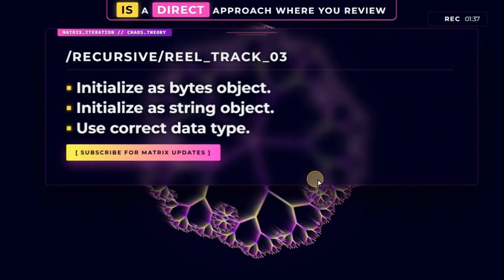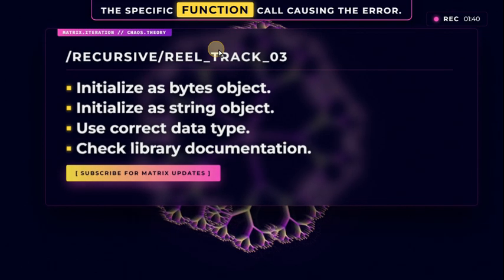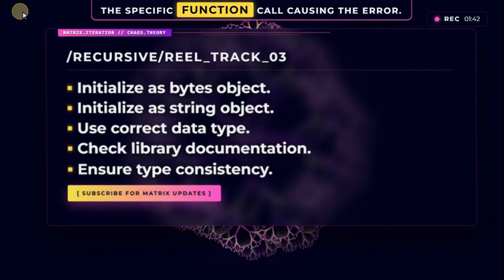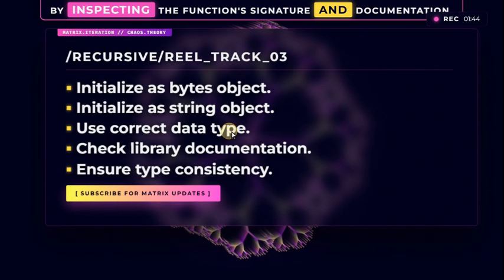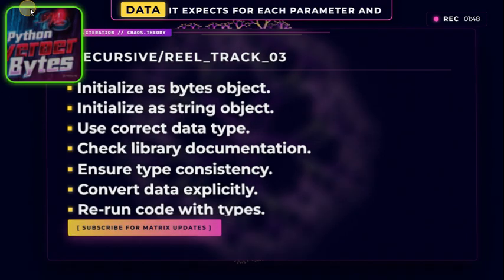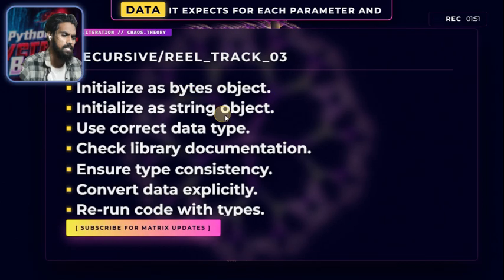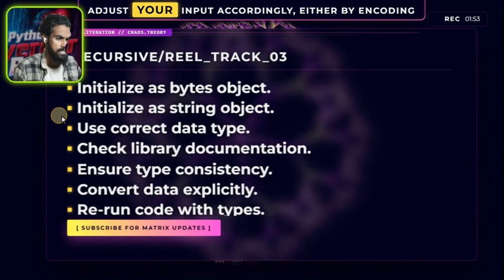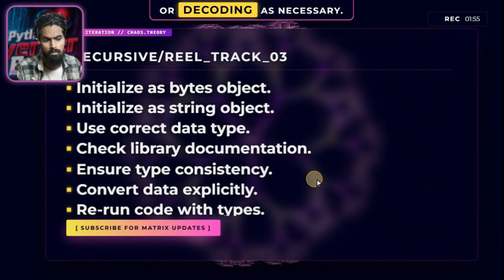Method 4 involves checking function arguments carefully. This is a direct approach where you review the specific function call causing the error. By inspecting the function's signature and documentation, you can confirm the exact type of data it expects for each parameter and adjust your input accordingly, either by encoding or decoding as necessary.